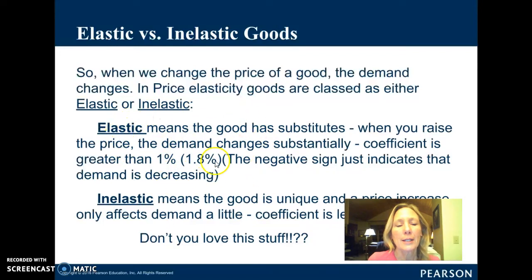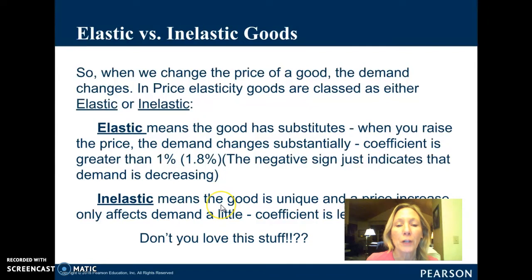So elastic goods have a strong reaction to a price change because a consumer can buy a substitute. If the price of beef goes up, you would switch to chicken or pork or some other protein. So elastic means the good has substitutes. Inelastic goods, on the other hand, are unique, and a price increase only affects demand a little. That is when the coefficient is less than 1. So if the coefficient, instead of being 1.8, was 0.43, then the good is inelastic.